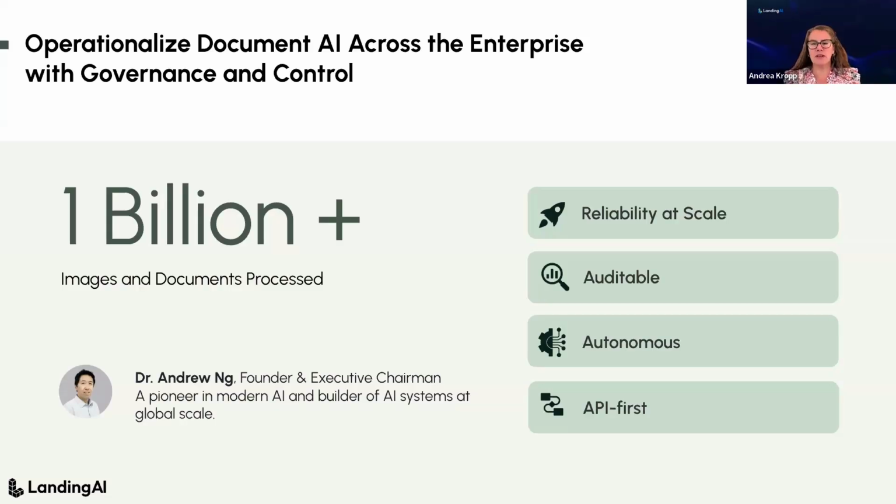Some of the things we're really focusing on here on the right-hand side, you're going to hear me repeating these terms over and over again so that they stick with you. Reliability at scale, making sure things are auditable and traceable. Trying to make this as autonomous as possible using an agentic approach so that you don't have to train or fine-tune on your documents. And providing APIs to developers, which is going to allow them to scale up these processes.